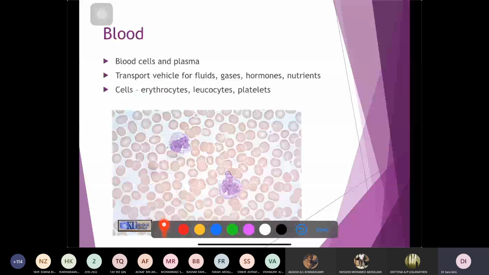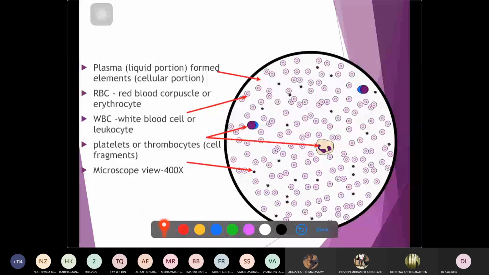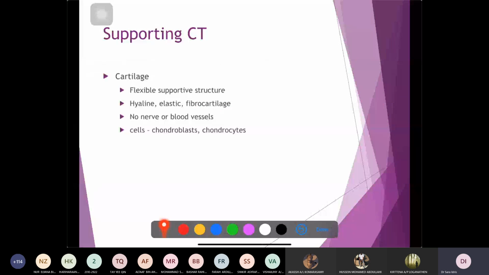Another kind of special connective tissue is your blood. You have blood cells, your white cells and red blood cells, and the plasma. It helps to transport fluid, gas, hormones, and nutrients. As I mentioned, erythrocytes are your red blood cells, leukocytes are your white blood cells, and then platelets. Don't forget the platelets as well. All of this will be discussed later in your hematology block, the different kinds of blood cells, especially the white blood cells, which come in different sizes and shapes.